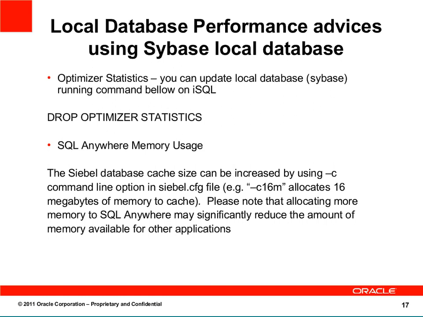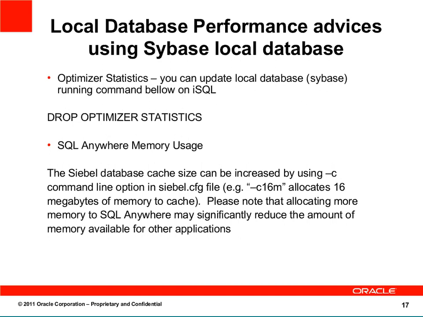Another good piece of advice for the local database is to change parameters from the local database startup. It can be done in the Siebel CFG file inside the Siebel folder. It's called cache size. The Siebel database cache size can be increased by using the -C command line option in Siebel CFG. For example, -C 16M allocates 16 megabytes of memory to cache.